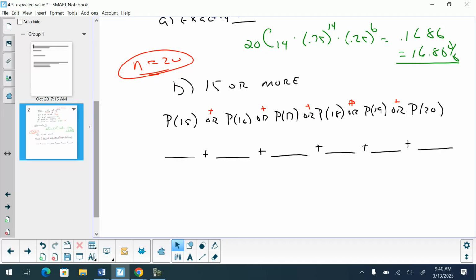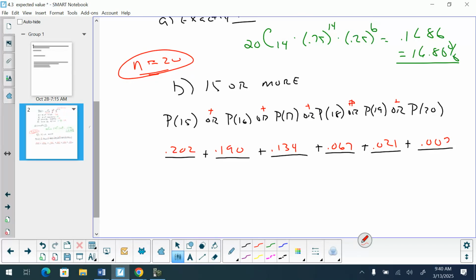And once again, all I'm asking you to do, we have 0.202, 0.190, 0.134, 0.067, 0.021, and 0.003. And then you'll just have to add these up to get a value.